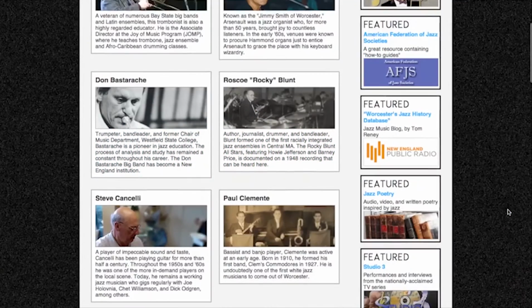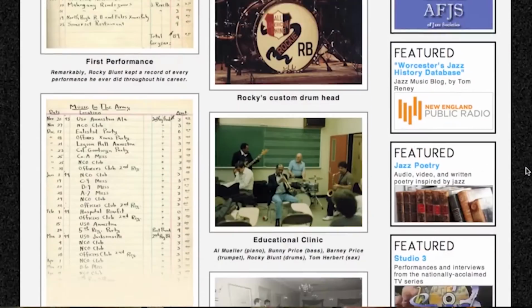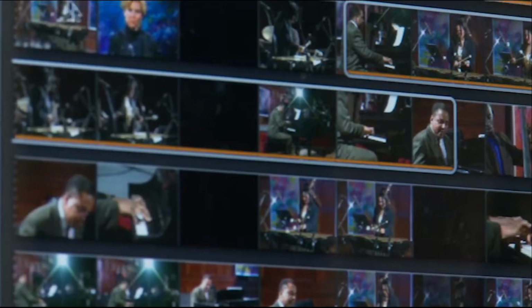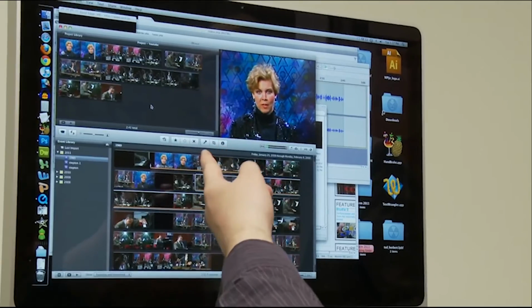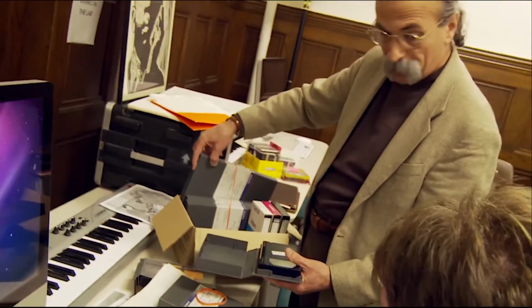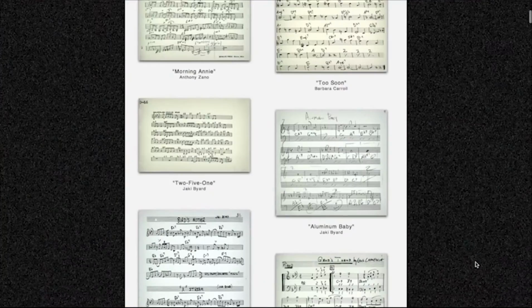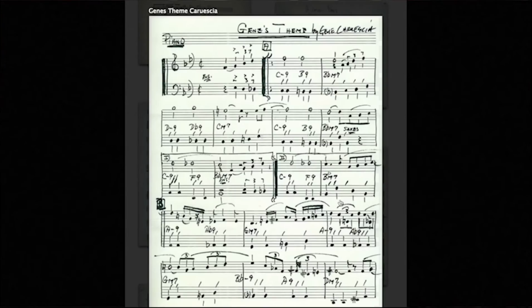The Jazz History Database is a non-profit organization at WPI that archives recordings, photographs, and other jazz artifacts from all around the world that might otherwise disappear over time. For every big name in jazz, there are dozens of great artists who don't make it to the national scene. The goal of the Jazz History Database is to celebrate the accomplishments of these artists, whether they be in music, poetry, visual art, or any other field.